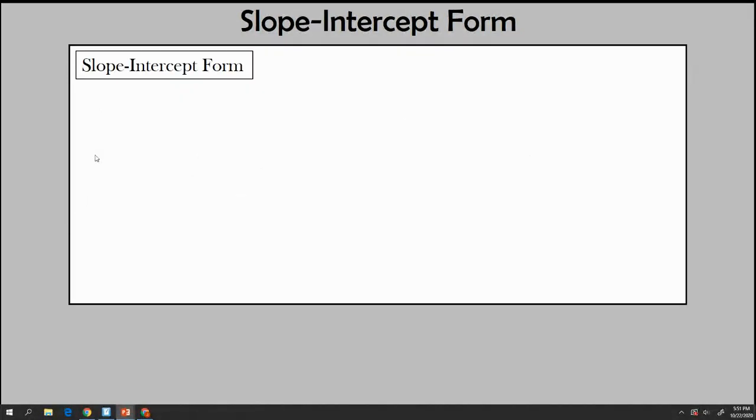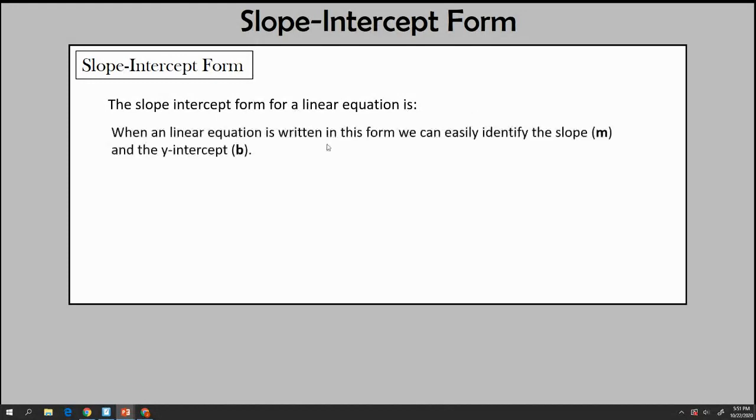Okay, slope-intercept form. So slope-intercept form of a linear equation looks like this. Y equals mx plus b. So the y and the x are always in the problem. The m and the b are what we're looking at. The m represents some number, and the b represents a number.